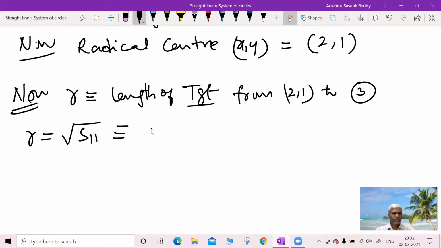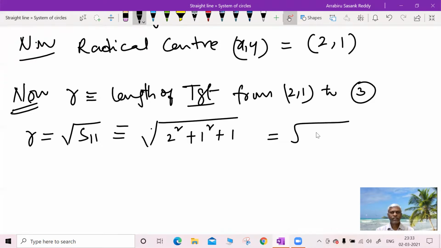S11 means we have to substitute the point in the circle. In place of x, 2, so x square is 2 square. In place of y, 1, square 1. So that is 4 plus 1 plus 1, root 6. So r value is root 6.